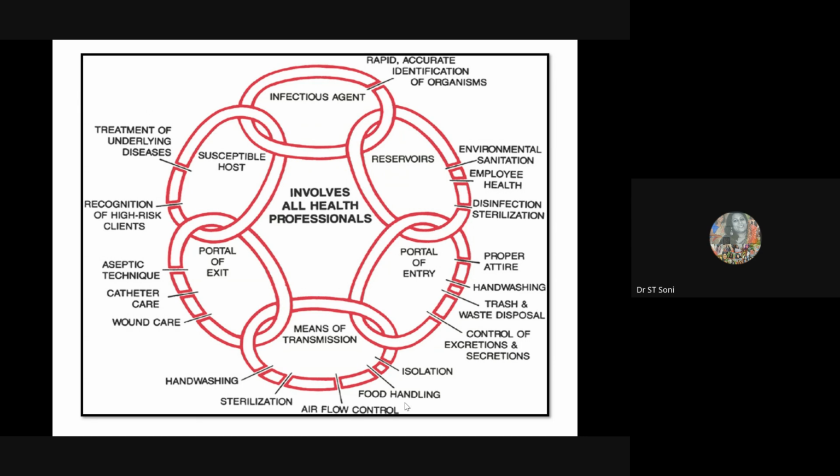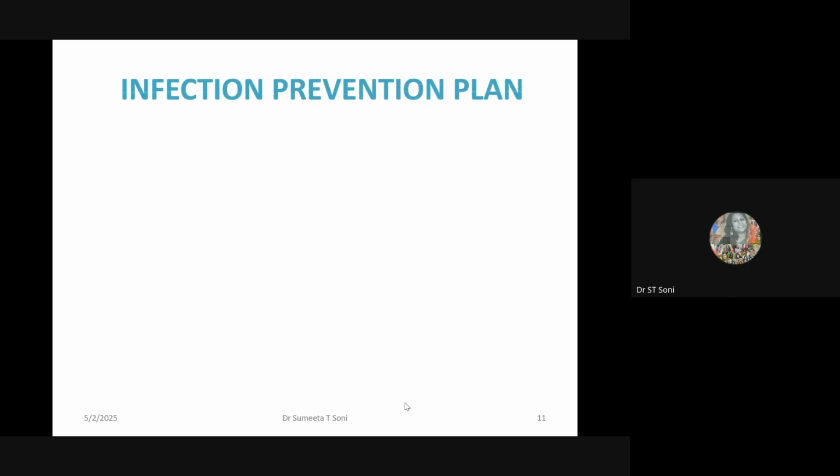Very importantly, how can you target a host? The susceptible host, with underlying disease, if they have any renal failure or diabetes, a compromised status, we need to take more care of them. So this is the way we all shall break the chain of transmission of healthcare associated infection.